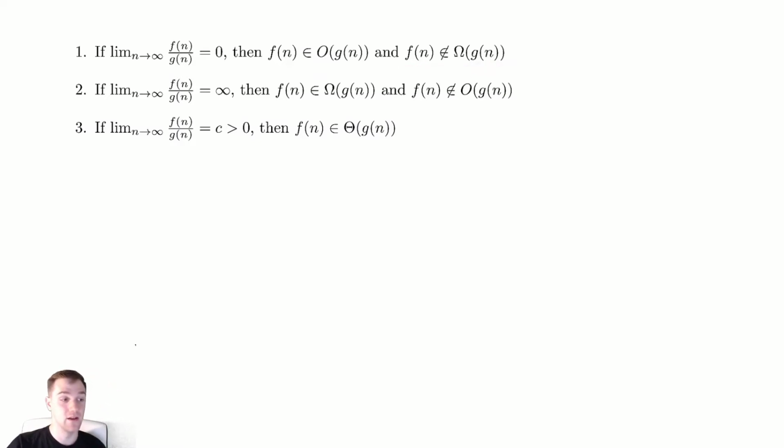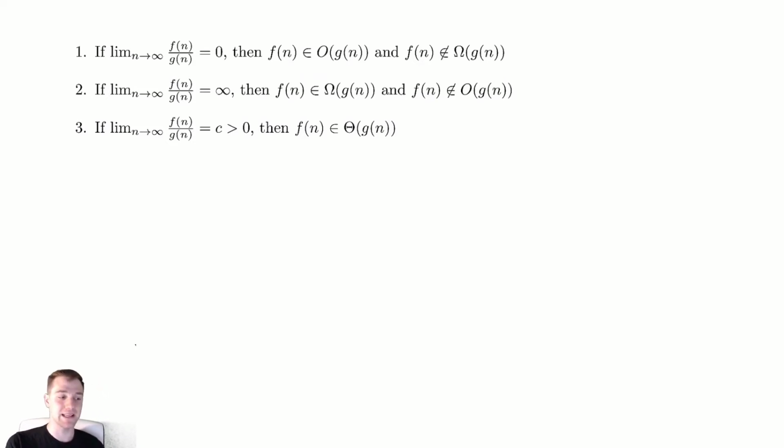g of n. Similarly, if we flip everything around and we get infinity for that limit, we have it that the numerator is growing much, much faster than the denominator. So the faster growing function is f of n, which means that f of n would be bounded below by g of n, or f of n is in big omega of g of n. And again, it also means that f of n is not in big O of g of n.